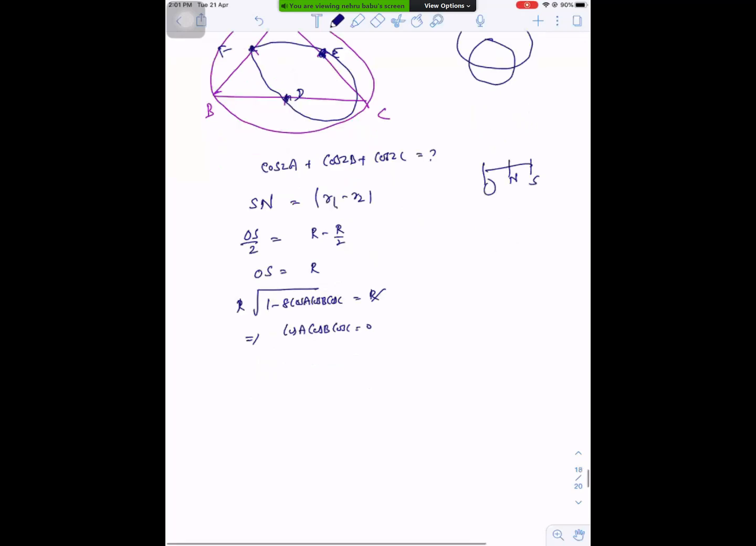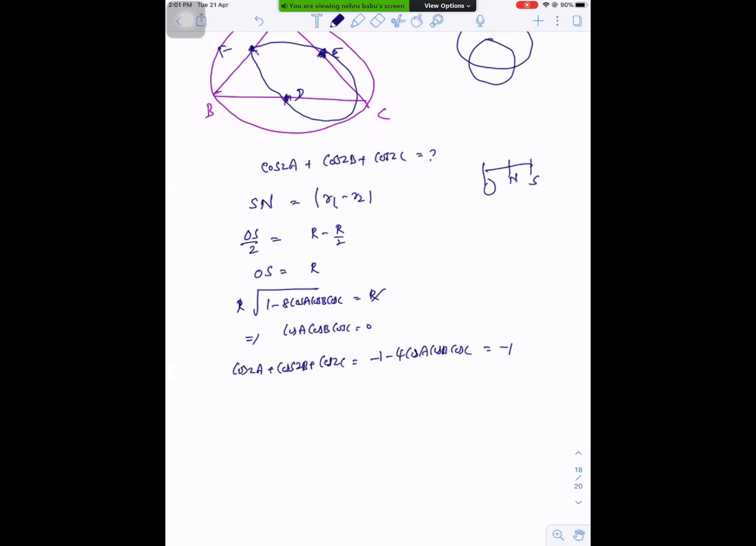And the question is cos 2A plus cos 2B plus cos 2C, which is exactly minus 1 minus 4 cos A cos B cos C. The answer will be minus 1.